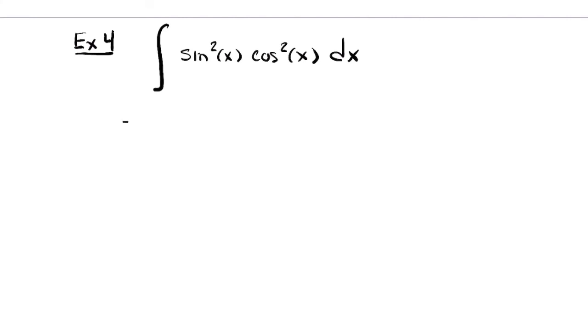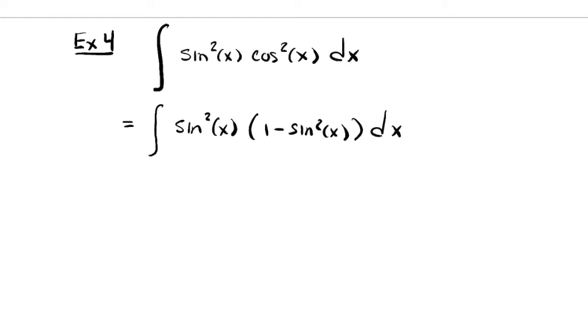So when both exponents are even, what I personally do is I take the cosine, and because it has an even exponent on it, I can write it as a power of 1 minus sine squared. In this case, it's just 1 minus sine squared to the first power. And then I distribute. So I've got sine squared of x minus sine to the fourth of x. Okay, and then I'm going to use a reduction formula for the powers of sine.